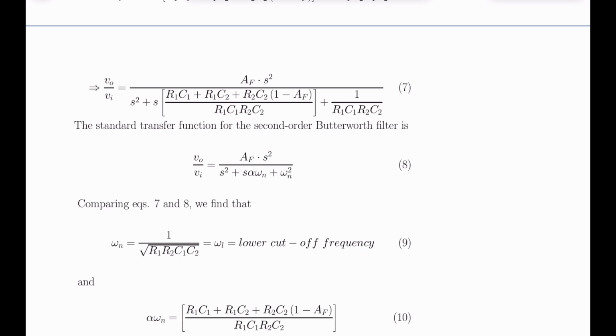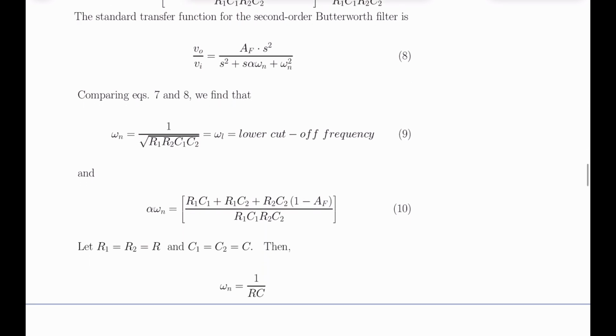And the coefficient of S in 7 and 8 have been equated here. So alpha omega n is equal to R1 C1 plus R1 C2 plus R2 C2 into 1 minus AF upon R1 C1 R2 C2. Now we assume for simplification purpose that R1 and R2 are equal, each being equal to R. C1 and C2 are equal, each being equal to C, and therefore omega n will be equal to 1 upon RC. R into R gives you R square, C into C gives you C square, root over this gives you simply omega n equal to 1 upon RC.